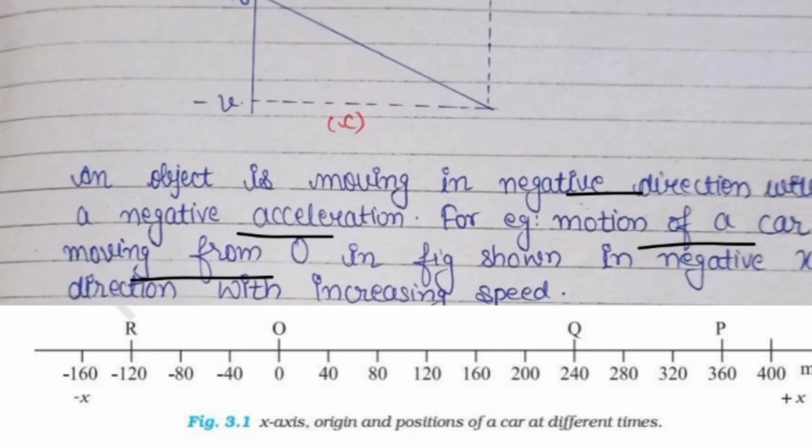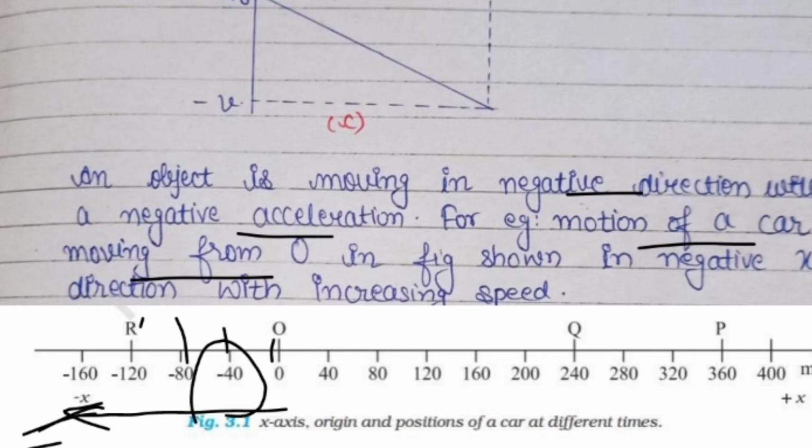Here from O, speed is increasing in this direction, but actually velocity is decreasing because 0 is largest, then minus 40 is smaller, minus 80, minus 120. Here what is the largest number? This is 0, then minus 40, but speed is continuously increasing, 160. I hope you know the concept of these numbers and how we mark the line between minus infinity and plus infinity.